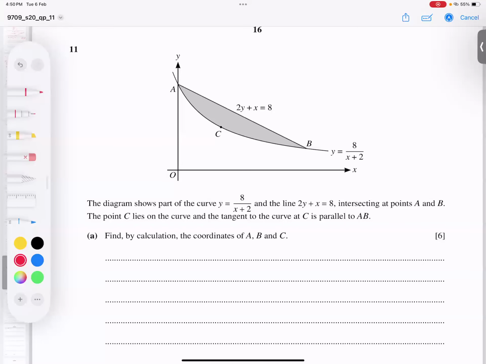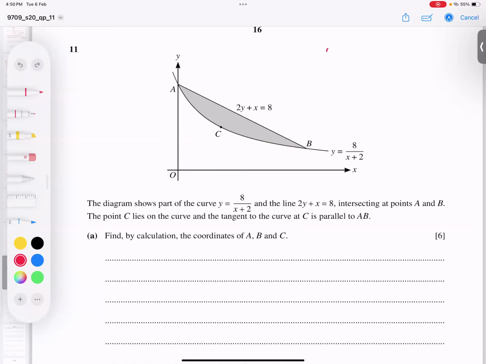Bismillah ar-Rahman ar-Rahim. This is June 2020, first variant, question number 11. What the question is: he has given us a line, you can see clearly, and a curve, the equation of the curve is given clearly. They are intersecting at A and B, but one C point is also there. And he said here, find out the A, B, and C coordinates.